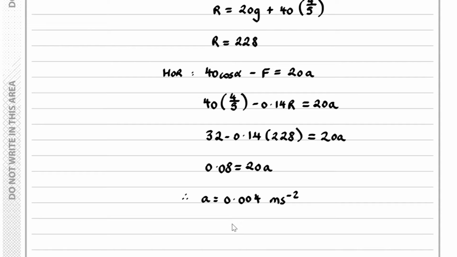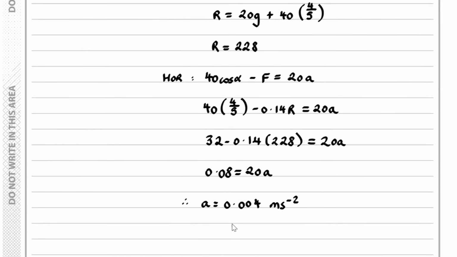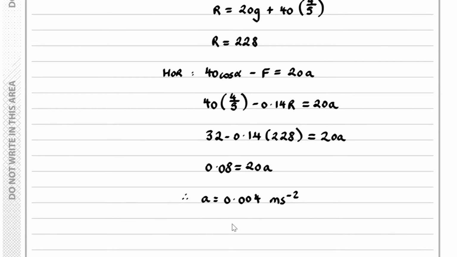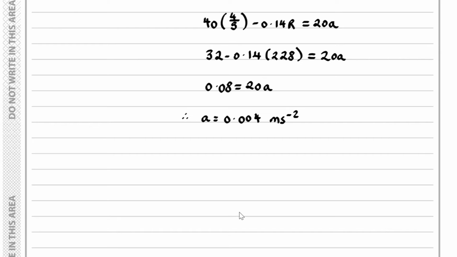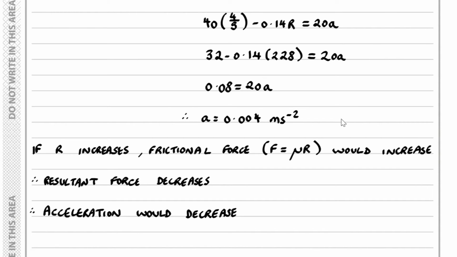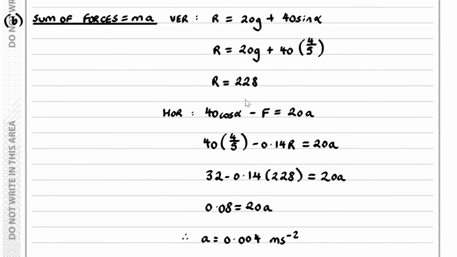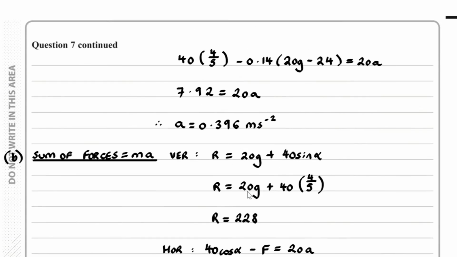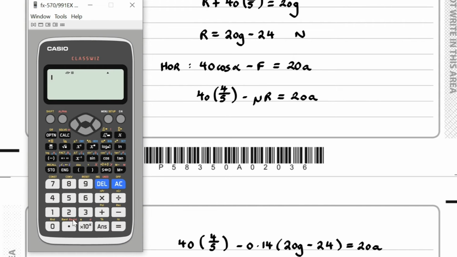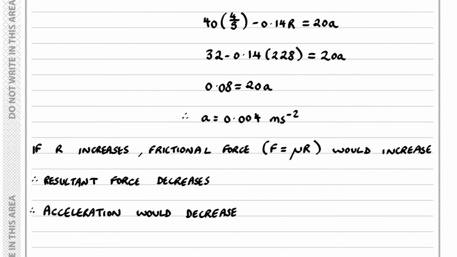So clearly the acceleration has decreased. And why is that? Well, that's because if R increases, the frictional force would also increase. So the resultant force would decrease, and the acceleration then would decrease. So let's write all that down. If R increases, the frictional force F equals mu R would increase. So the resultant force decreases, and therefore the acceleration would decrease. And that's all the steps we have shown. So that's the reason.